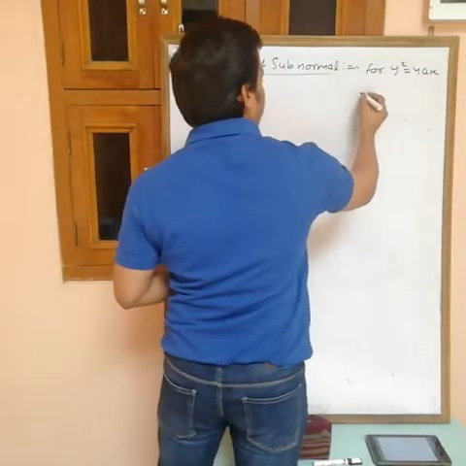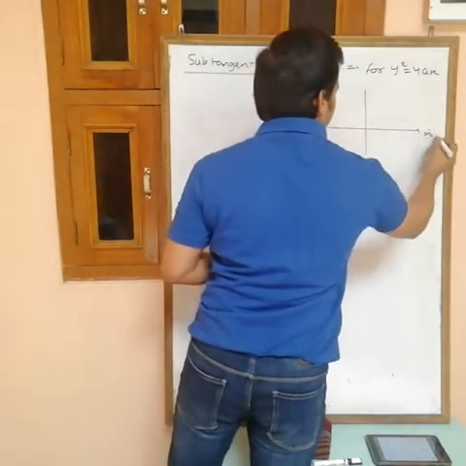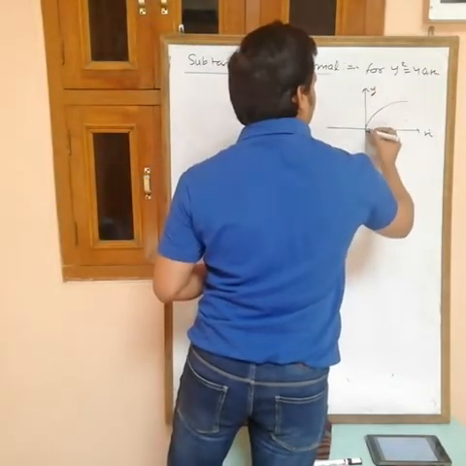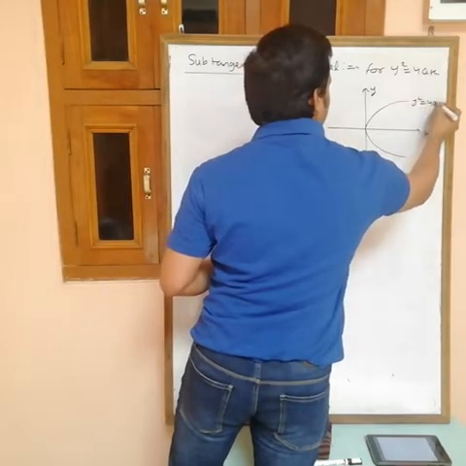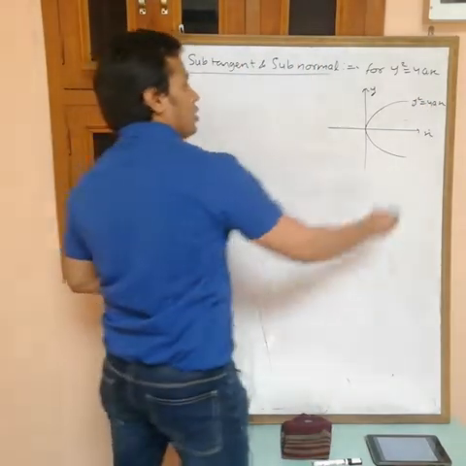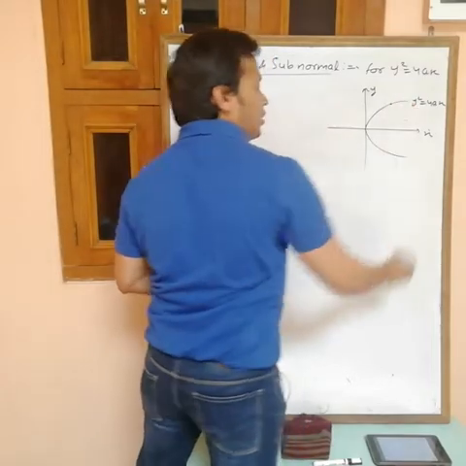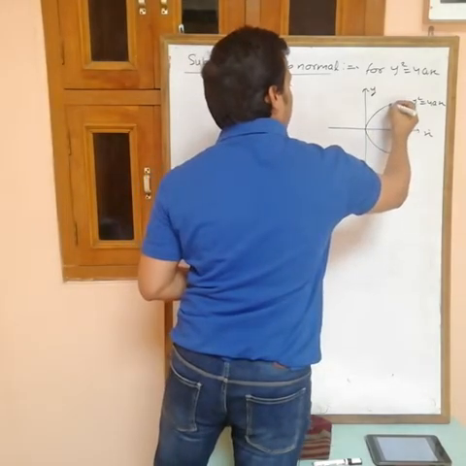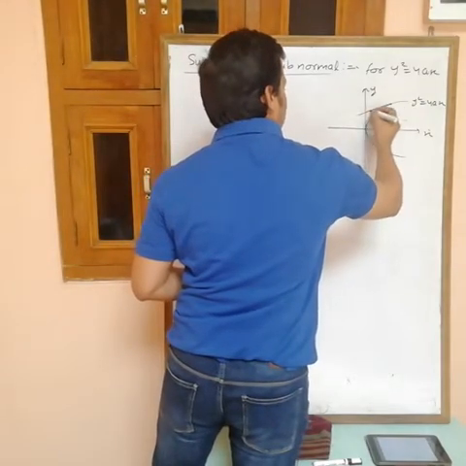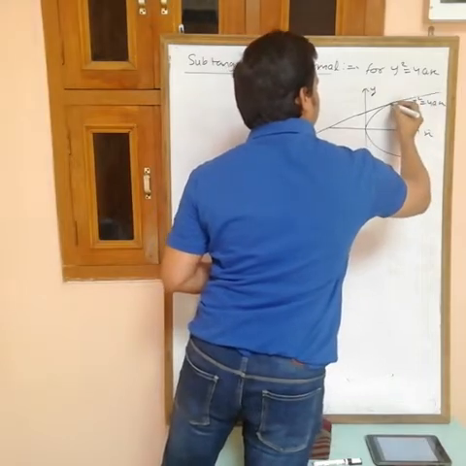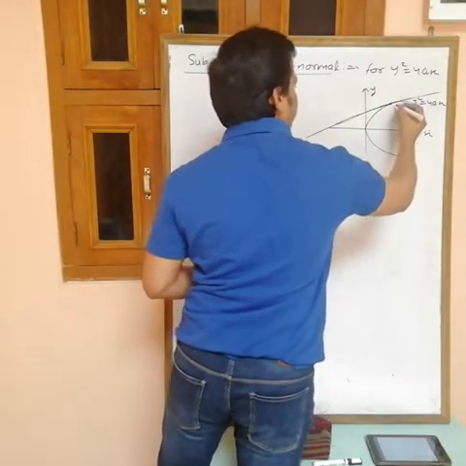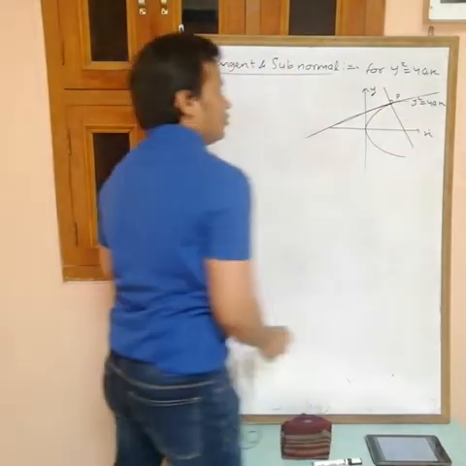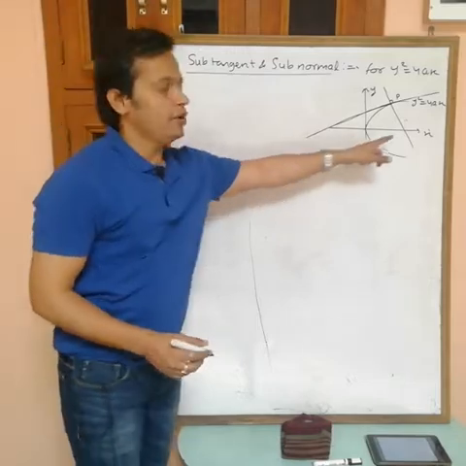Okay, now actually, this is the x axis, this one is the y axis. Suppose this is the parabola y square equals to 4ax. Now draw the tangent and normal at any point P. Suppose this is the tangent at P and this is the normal at P. I am drawing tangent at P and normal at P.